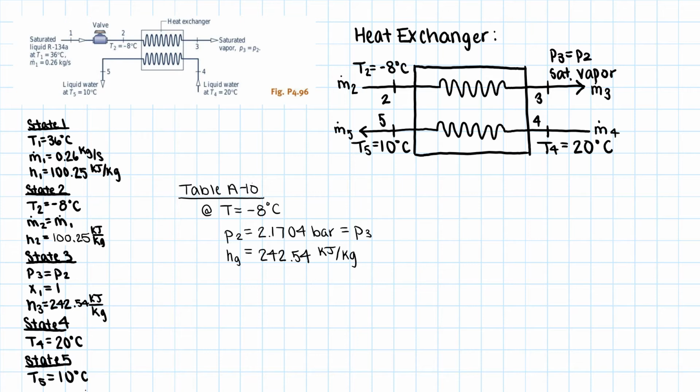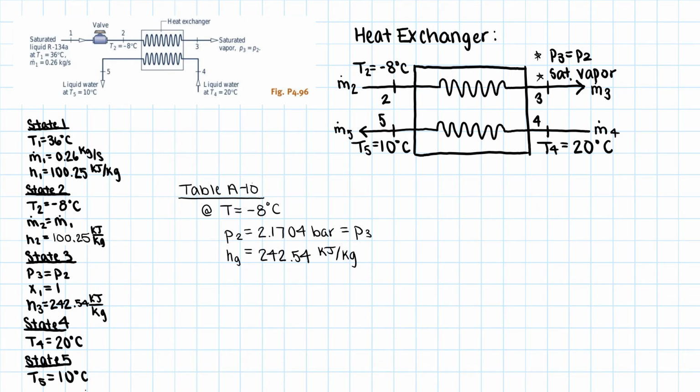Now that we're finished with our valve and have the values at state 2, we can begin looking at our heat exchanger. Let's start by getting the values for state 3. At state 3, we know that it's a saturated vapor and that the pressure at state 3 is equal to the pressure at state 2.